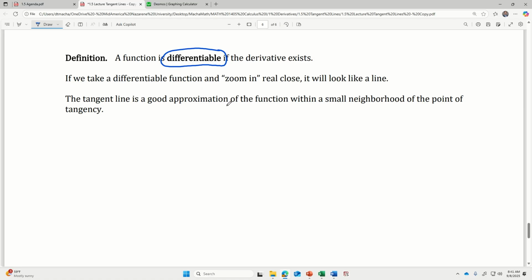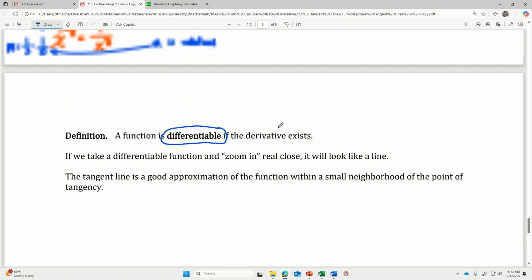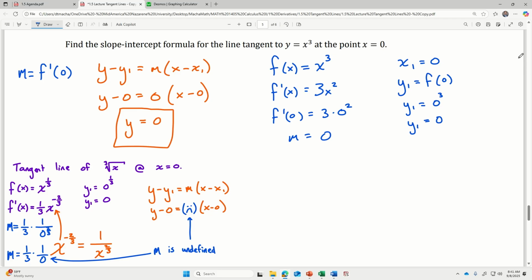And the tangent line is a good approximation of the function within a small neighborhood of the point of tangency. So the point of tangency is the point where the tangent line intersects. And that's it. I really intended for today to be a really light day where we don't learn a whole lot of new stuff because we know we have a test coming up and I don't want to hit you with a lot of new material when a test is coming up. We already have learned a lot of new material.